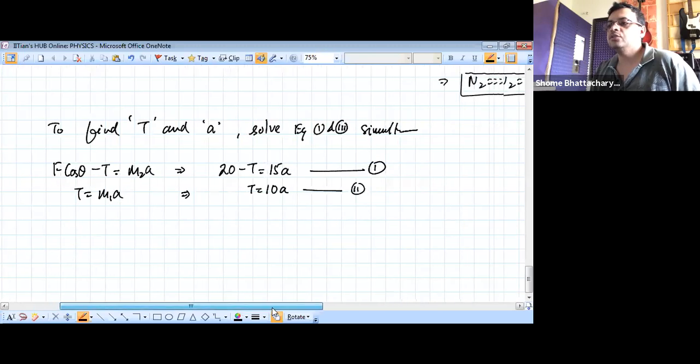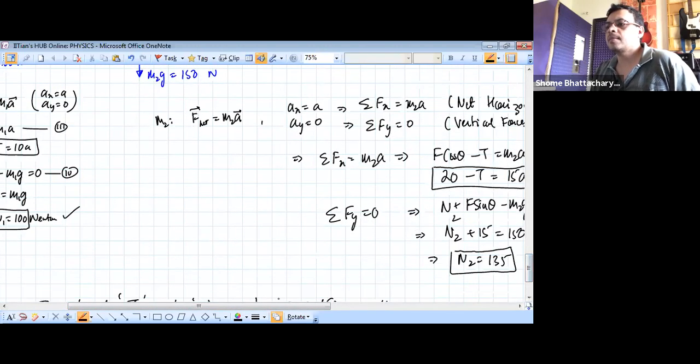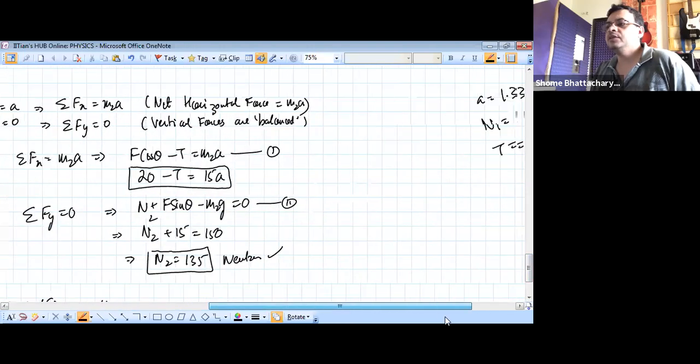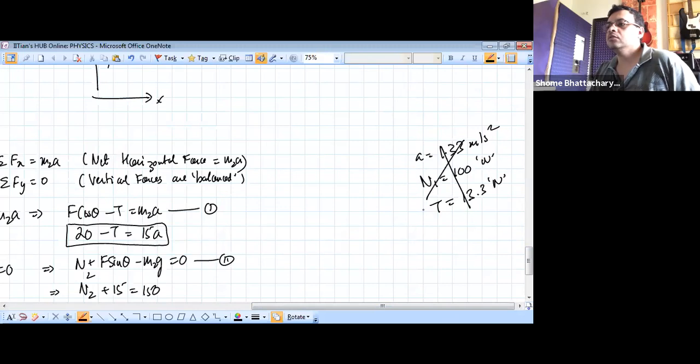So I've written the acceleration wrong above, is it? It'd be 20 by 25, no? 20 by 25 is, okay, sorry, these are wrong. The acceleration will be 20 by 25, which is 0.8. N1 is correct, 100 Newton. And T will come out to be 8 Newtons.